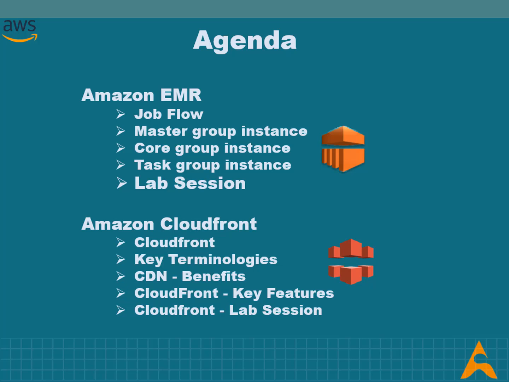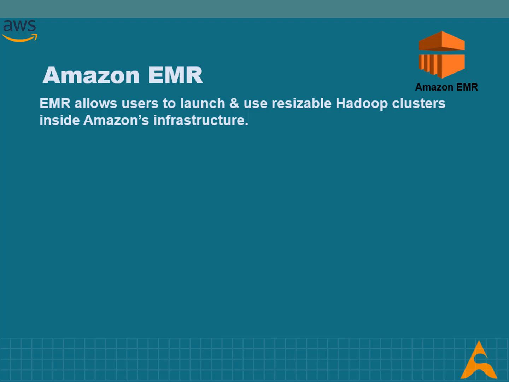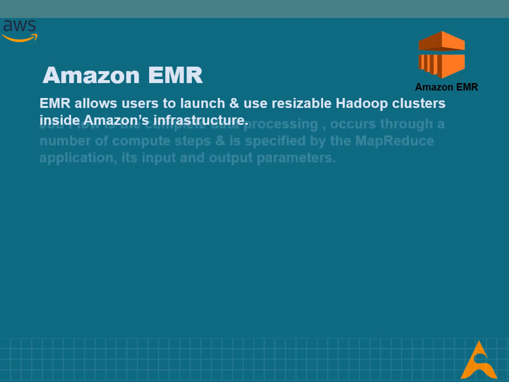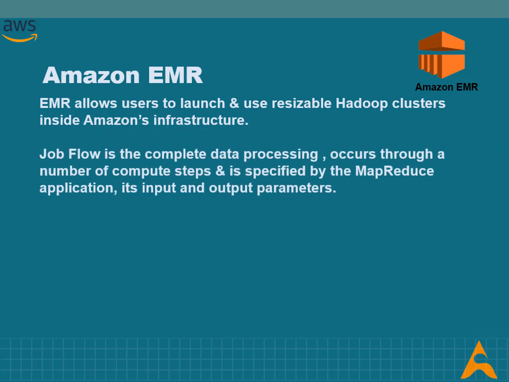So let's begin with Amazon EMR. Amazon EMR is an AWS service that allows users to launch and use resizable Hadoop clusters inside of Amazon's infrastructure. Amazon EMR greatly simplifies the setup and management of the cluster of Hadoop and MapReduce components.